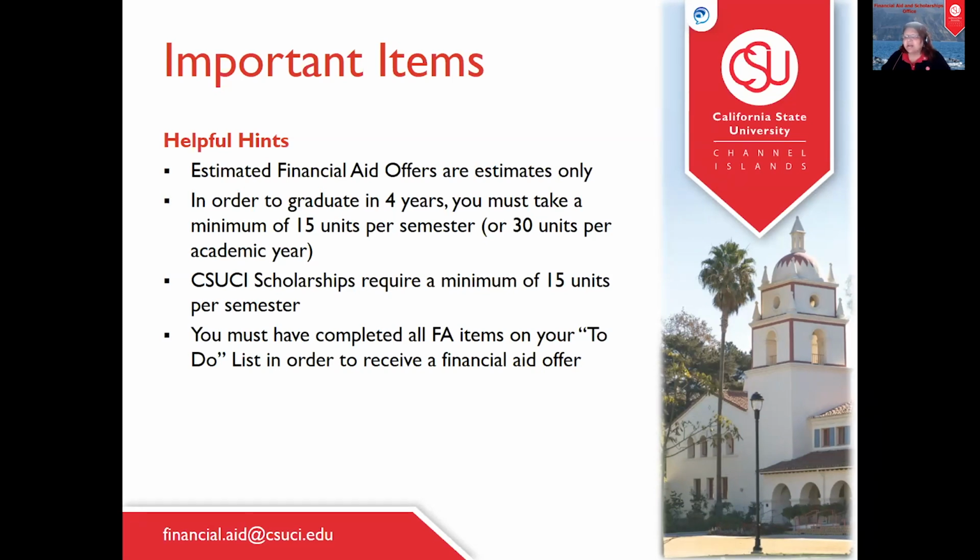The CSUCI scholarships require a minimum of 15 units per semester, and you must have completed all financial aid items on your to-do list in order for you to receive a financial aid award. And this is one of the most common things that students ask us: I haven't gotten awarded yet. And then you notice that your to-do list has some outstanding items. So just make sure that you're, again, periodically checking that to make sure that all items have been completed.